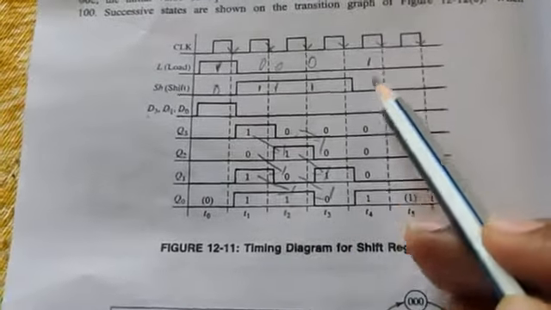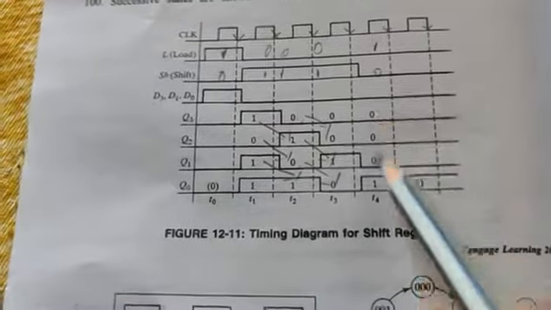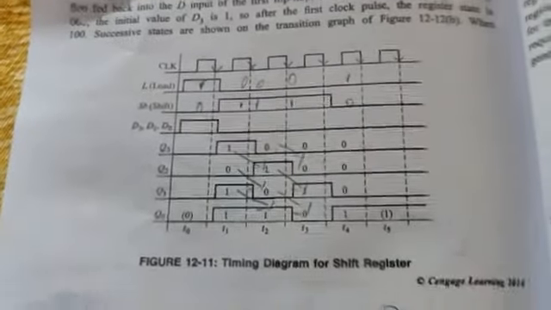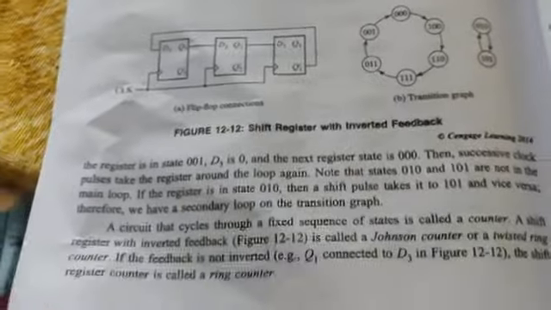Again look at here, load is 1, shift is 0. Now it accepts the data from D3, D2, D1, D0. This is how the parallel in parallel out is going to work, and serial in parallel out is going to work. And we have one more diagram.